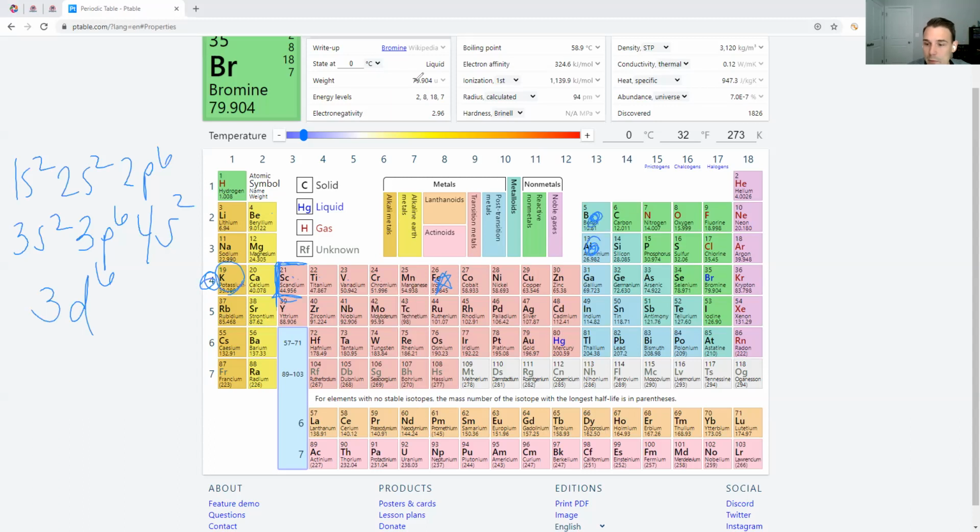Noble gas that comes before is going to be argon. So I'm going to put argon in brackets. And then by putting it in brackets, I write this much, and then I just finish 4s2, 3d6. That's it.